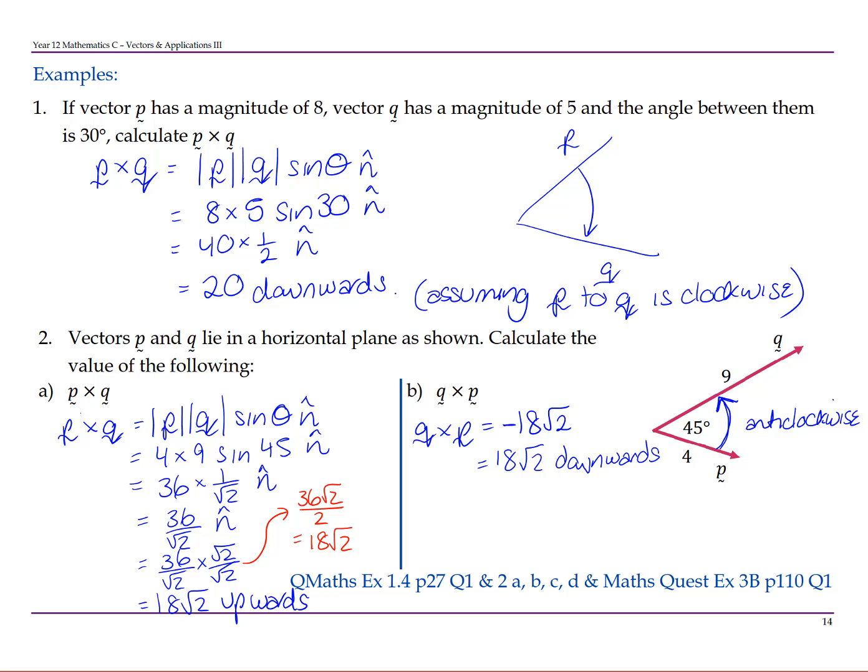Okay, so the exercise to complete, there are two that you can look at. Start with the Q Maths, exercise 1.4, page 27, question 1 and 2. Question 2 only do A, B, C, D. Now I'm pretty sure Q Maths don't look at direction. So the other one's Maths Quest, exercise 3B, question 1. So that one's on your Google Classroom. Now that one I'm fairly sure does look at direction.